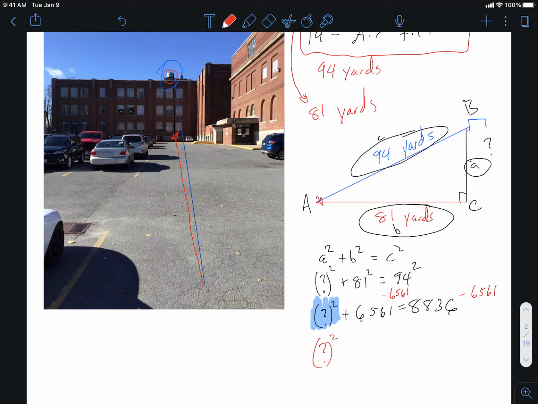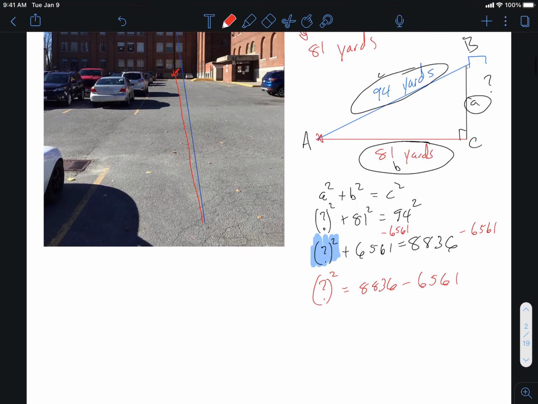Don't forget the squared, because you're going to have some ridiculous number if you don't carry the squared down, right? You're going to have 836 minus 6,561. You can do the math on that, right? We go 836 minus 6,561, right? 2,275, right?